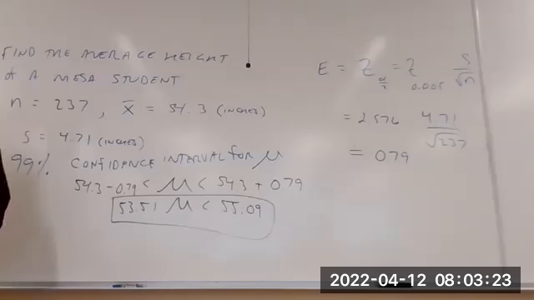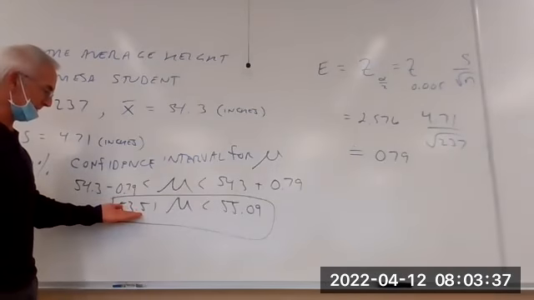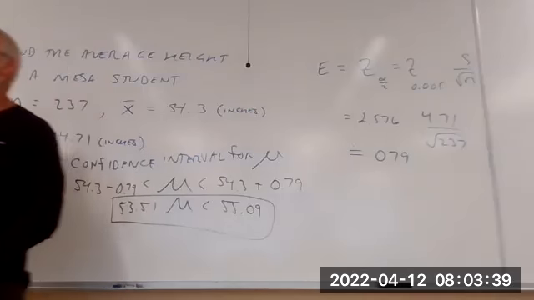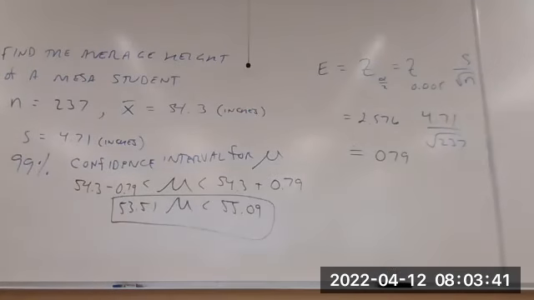So we went out, collected a sample of size 237, and found out our sample mean was 54.3 inches, and our sample standard deviation was 4.71. We can say with 99% confidence, the true average height of a Mesa College student is somewhere between 53.5 and 55 inches. Will that help us now if we want to design our own clothing line to fit the masses? Yeah.